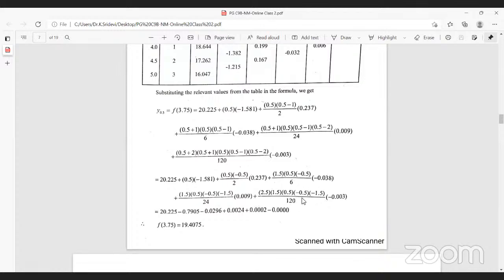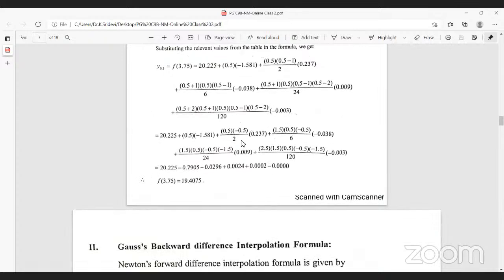This one is minus 1.5 by 24 into this one. And next, this term. This value is 2.5, this value is 1.5, this value is 0.5, this value is minus 0.5. This value is minus 1.5 by 120 into minus 0.003. Now simplify this one. 20.225 minus this one into this one is minus 0.7905 minus this. If you use the calculator and simplify this value, minus 0.0296 plus this value will come like this, 0.0024.